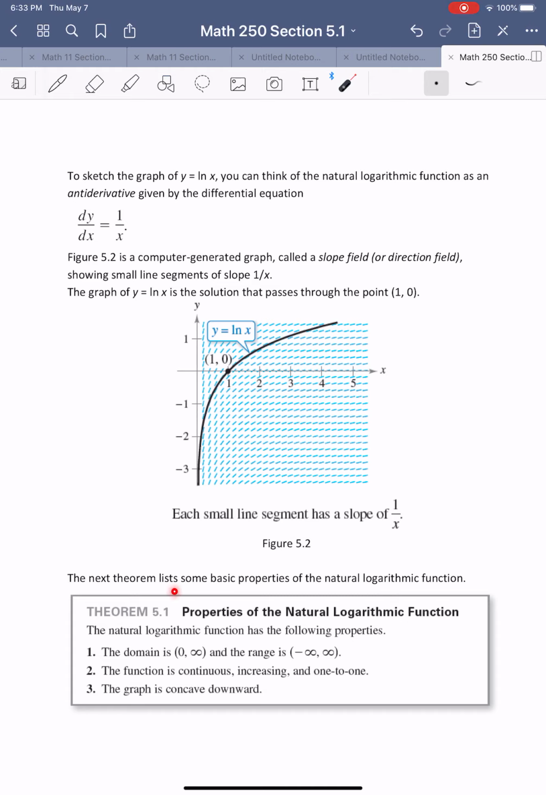Next, the theorem gives some basic properties of the natural logarithmic function. The natural logarithmic function has the following properties. The domain is always positive numbers, not including 0, and the range is all real numbers. The function is continuous, so there's no break or jump, it is increasing and one-to-one, and the graph is always concave downward.